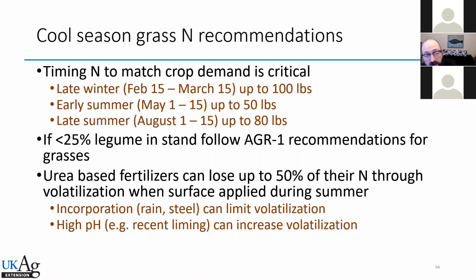If less than 25% legume, follow AGR1 recommendations for grasses. More than 25% legume, you can cut out that nitrogen. Urea-based fertilizers, I've beaten that one to death with the volatilization. You either got to incorporate it with rain or steel. Don't put urea down right after lime. That's an important point. The pH from that lime application can cause some volatilization issues.